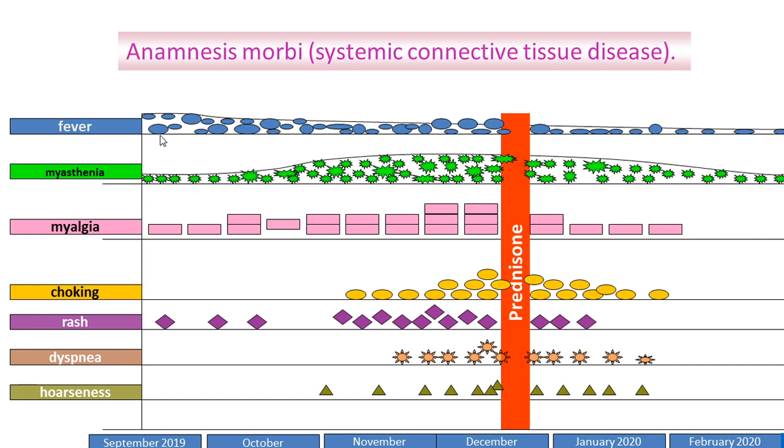You see, fever started from September, myasthenia, myalgia, and in November added choking. Also the patient has a rash, which increased in November. The patient has dyspnea, which appeared at the end of November, and hoarseness. And in December he was prescribed prednisone. After using prednisone, his symptoms went down, but myasthenia and fever remained from February till March.